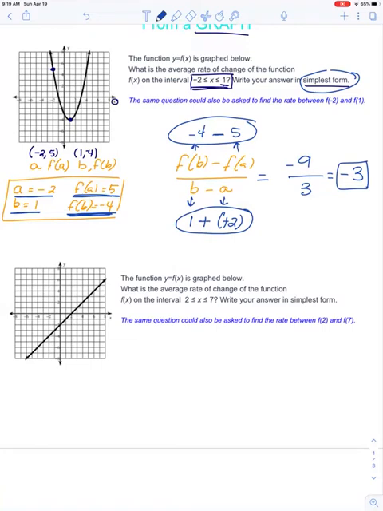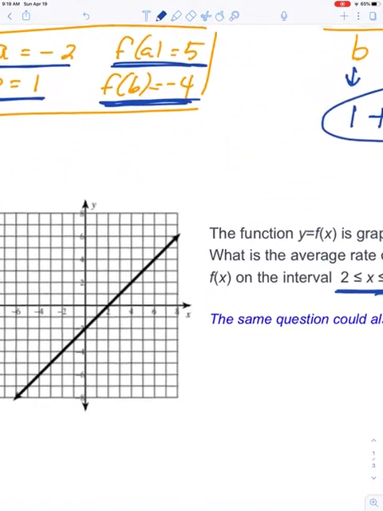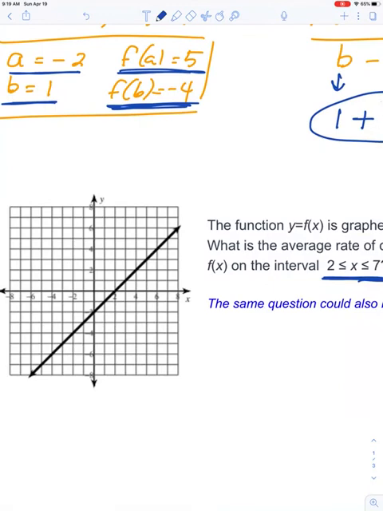All right, so number 2. The function y equals f of x is graphed below. What is the average rate of change of the function f of x on the interval 2 is less than or equal to x, which is less than or equal to 7? Write your answer in simplest form. So these are the x values I'm going to concentrate on. So I'm going to come over here and zoom in to make sure I get the right points.